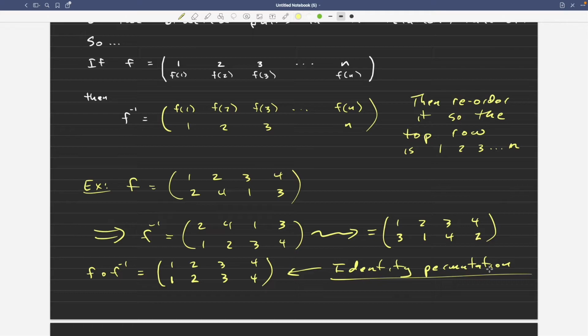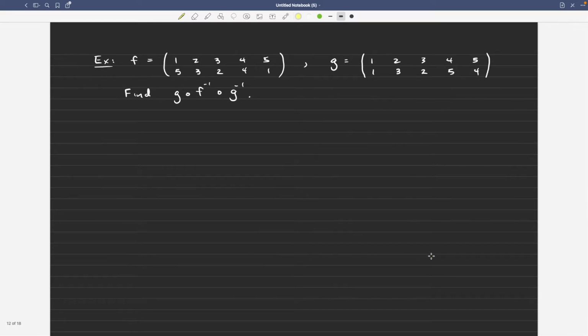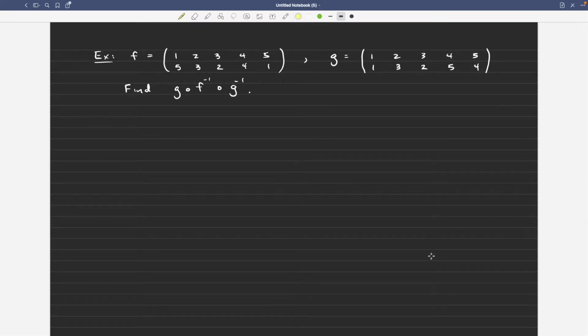So the identity permutation in general is just the function that sends x to x, right? 1 goes to 1, 2 goes to 2, 3 goes to 3, and so on. So here's an example. Given that F and that G, which are both elements in S5, let's just find this composition G composed with F inverse composed with G inverse. Here, maybe I'll just line these up vertically.